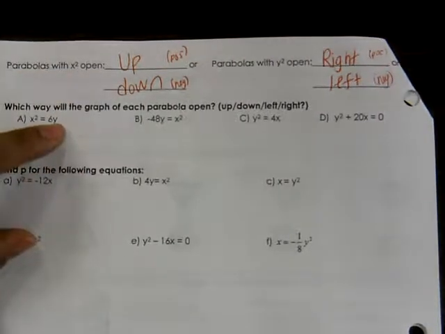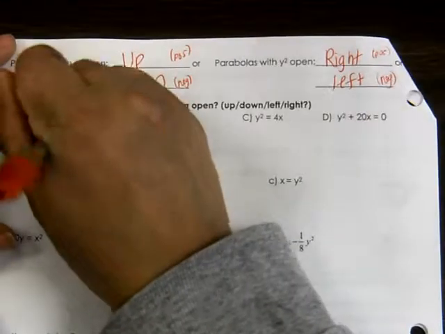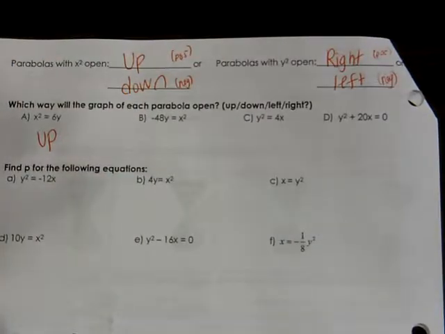And since 6 is a positive number, it's opening up. That's all we're doing here, just saying up, down, left, or right. Okay, the next one, same idea.